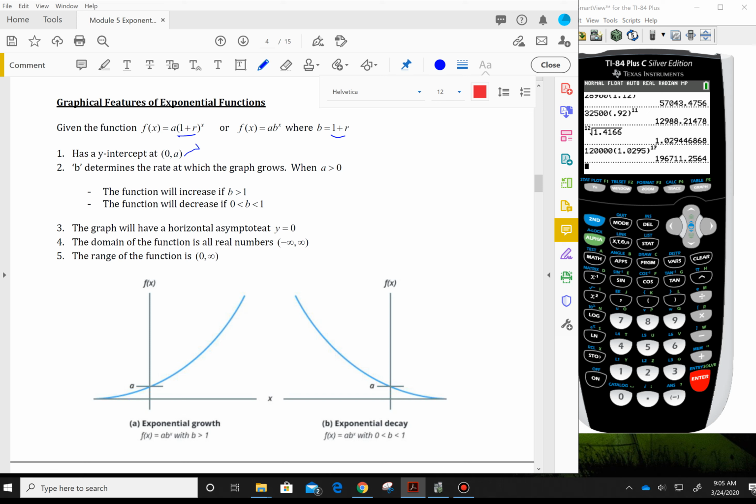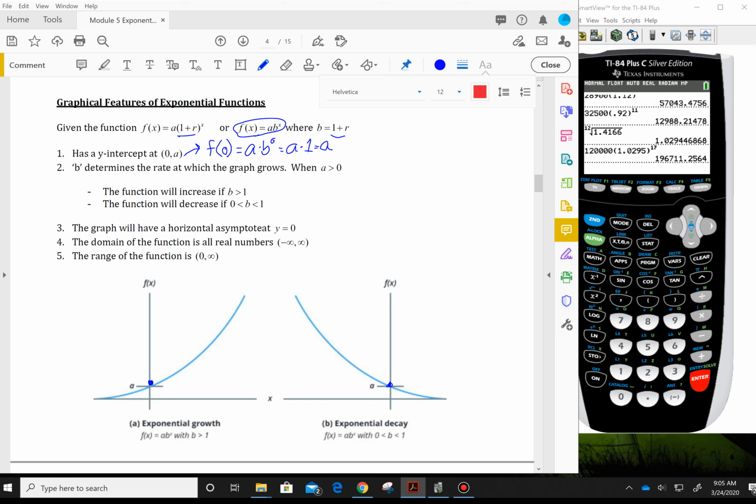To see this, notice that if we evaluate our function at 0, then we would have f of 0 would be a times b raised to the 0. Recall that any number raised to 0 is always 1. And we have a value of a when x is 0. So they always have an intercept at (0, a), and that's going to be where it crosses the y-axis.